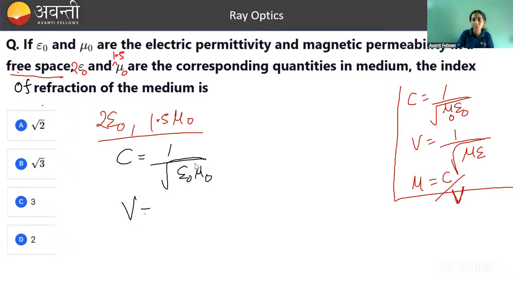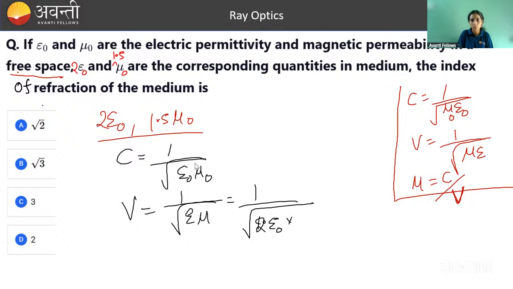What will be the speed of light in the media? The speed of light in the media will be 1 by root under epsilon mu. And what is the value of epsilon here? That is 2 epsilon naught, and mu is 1.5 mu naught. So this is equal to how much? 1 by root under 3 epsilon naught mu naught.